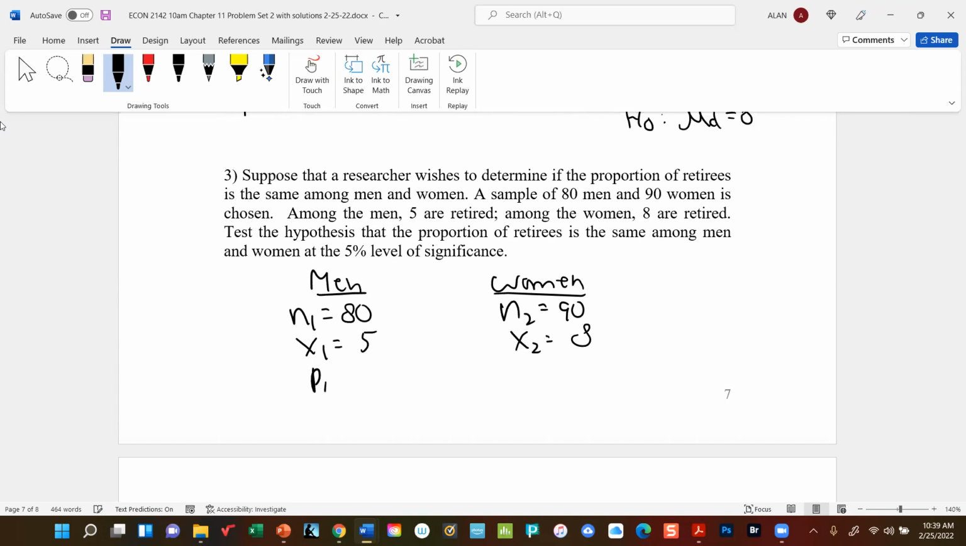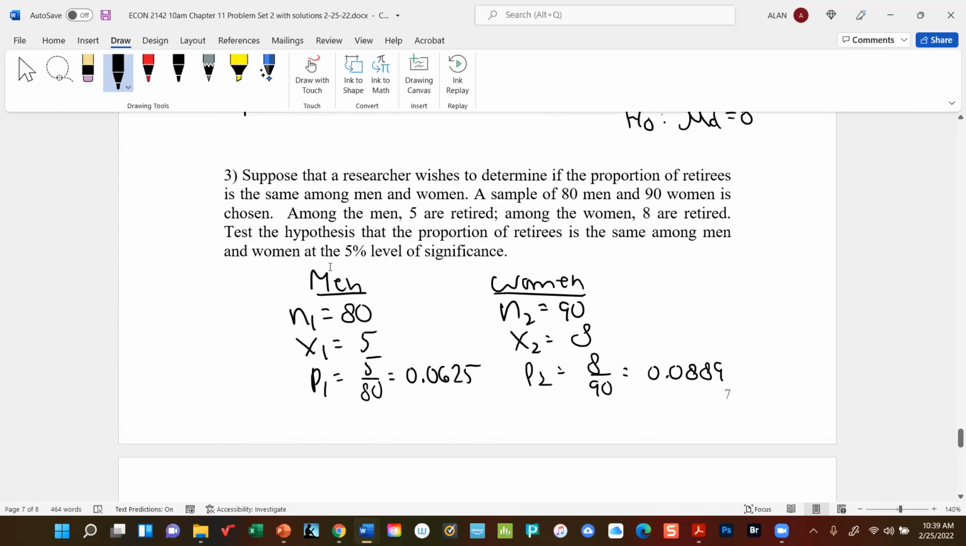So that means the sample proportion here is 5 out of 80, which is, let's see, about 0.0625. And here, that means the sample proportion, 8 out of 90, is approximately 0.0889.